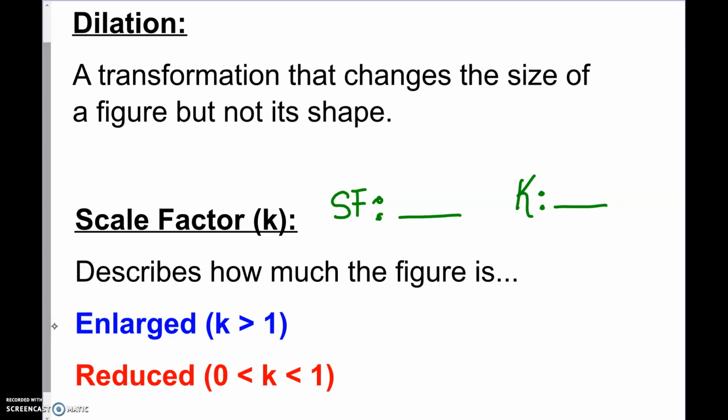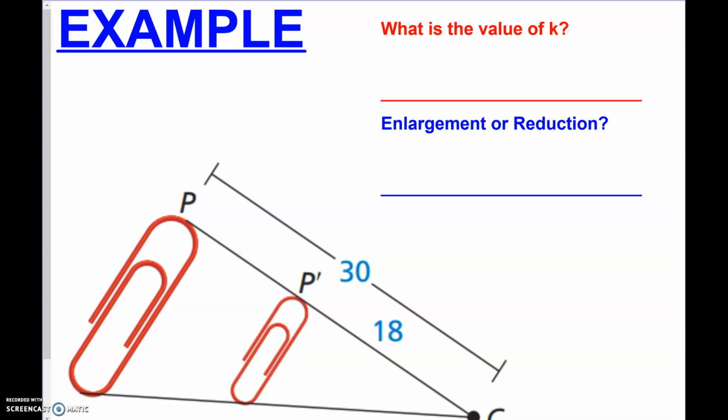An enlargement is going to be something greater than 1. So if it's twice the size, then that K value would be a 2. If it's triple the size, then that K value would be 3. A reduction is going to be something between 0 and 1. So we don't use negative numbers, but we could use something like 3/5, and then that decimal value would be 0.6. So that's how we do our enlargements and our reductions. Scale factor or the K value. Scale factor is a lot of the vocab that I will use.